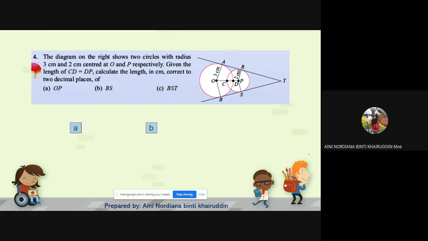Next, question number 4. The diagram on the right shows two circles with radius 3 cm and 2 cm centered at O and P respectively. Given the length of CD equals DP. CD equals DP means these two lengths are equal. Means CD is 1, DP also 1.